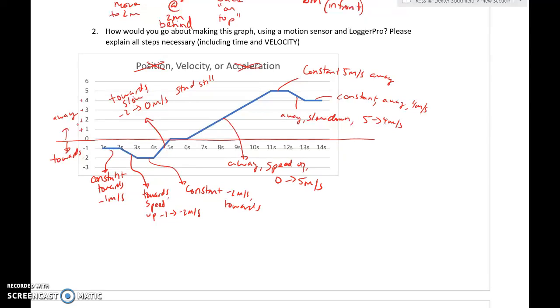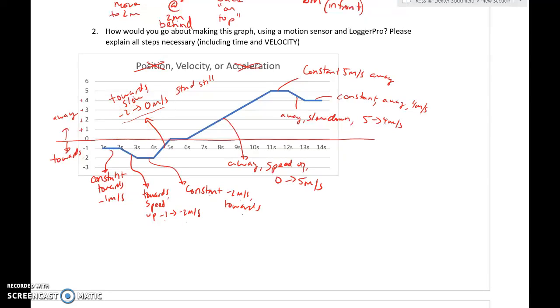So I've labeled your answers here. This flat line at -1 means you're moving at a constant velocity towards the motion sensor at -1 meters per second. This slanted line going from -1 to -2 tells you that you are still going towards, because you're in the negatives. You're speeding up because it's getting more negative, from -1 to -2 meters per second. Flat line again tells you it's a constant velocity of -2, and you're still going towards. As this line goes back towards 0, that means you're slowing down, from -2 to 0 meters per second, like it says right here.